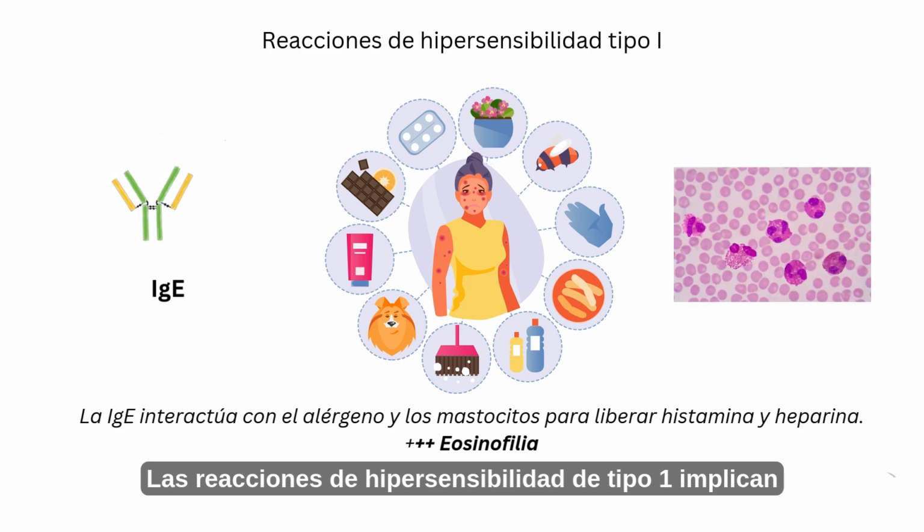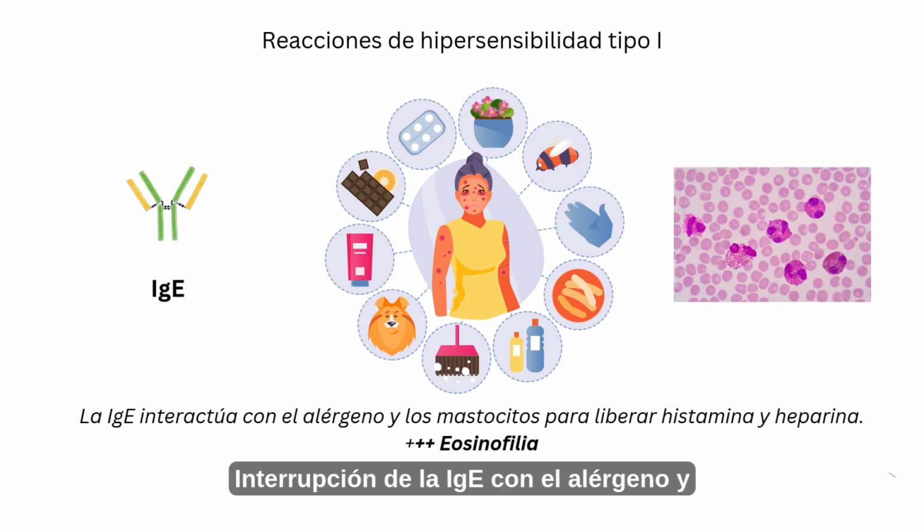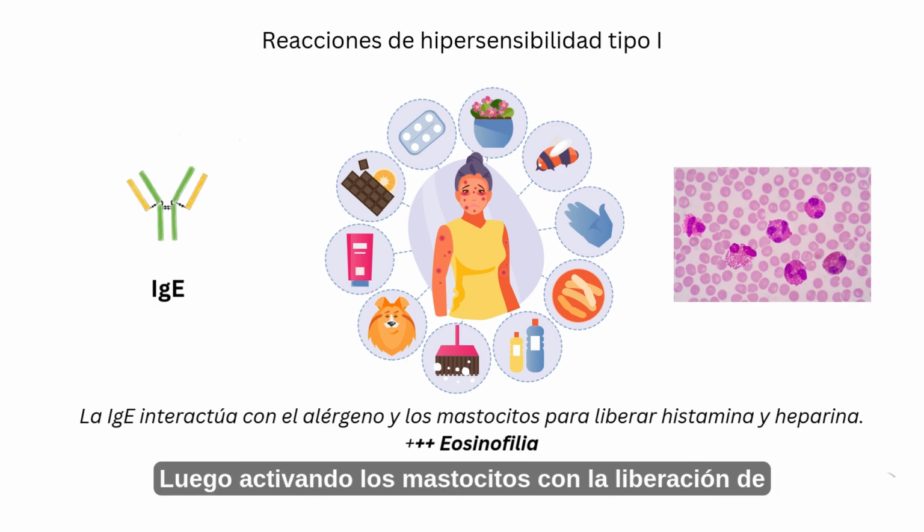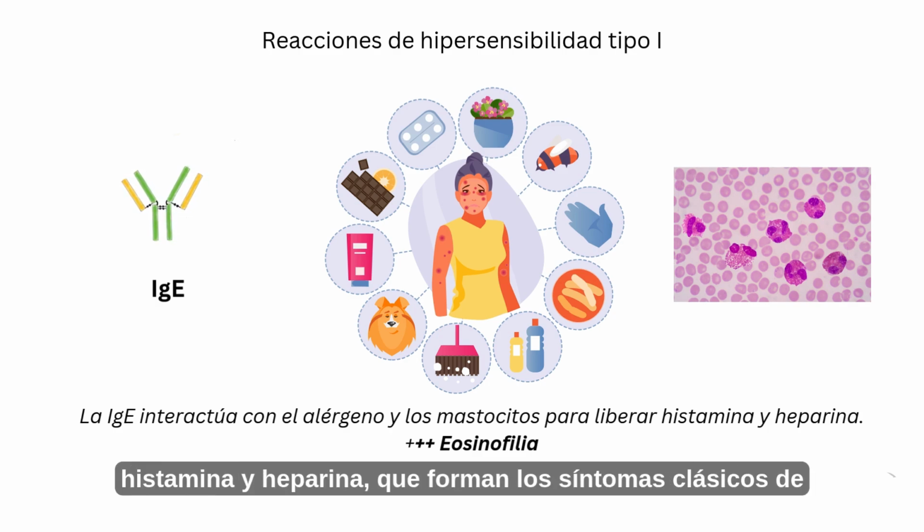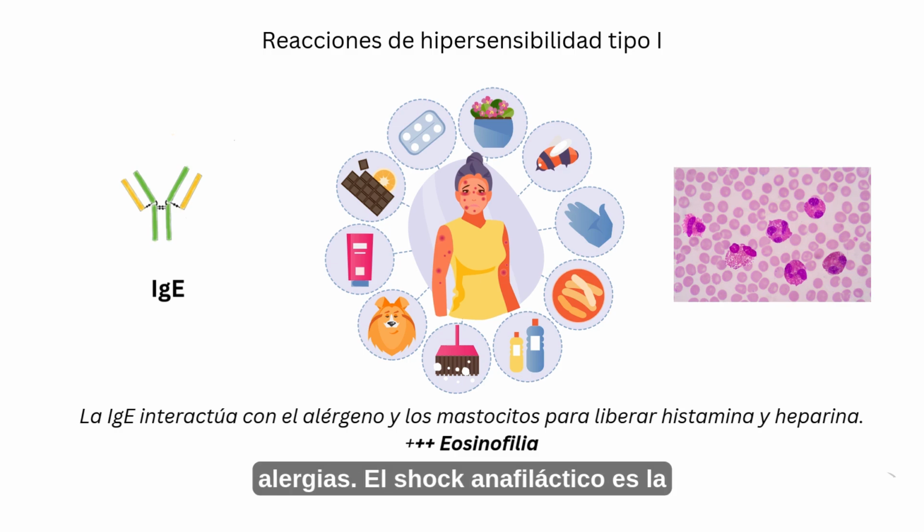Type 1 hypersensitivity reactions involve IgE interacting with the allergen and then activating the mast cells with the release of histamine and heparin, forming the classical symptoms of allergies. Anaphylactic shock is the worst kind, and then you'll see later on chronically eosinophilia.